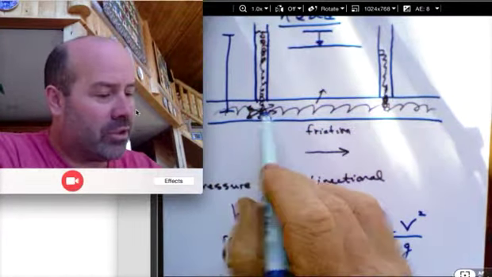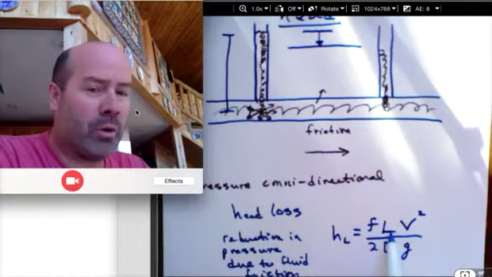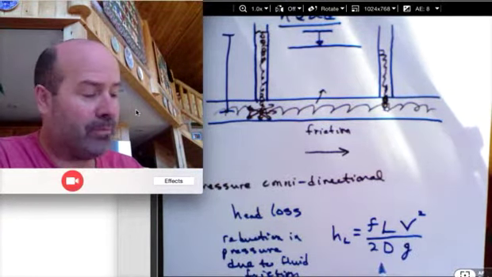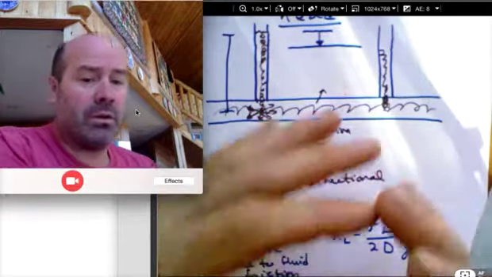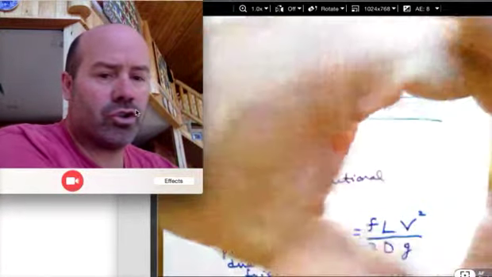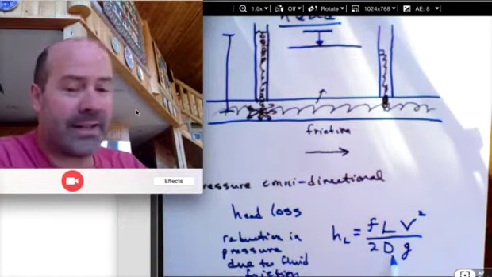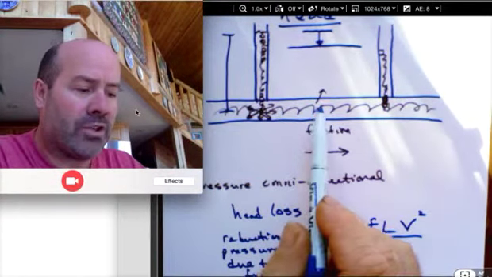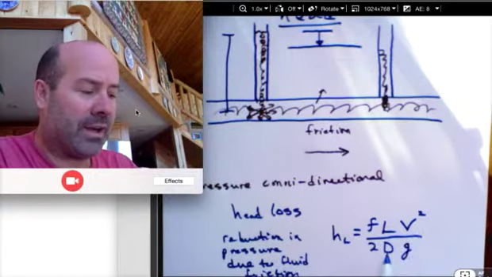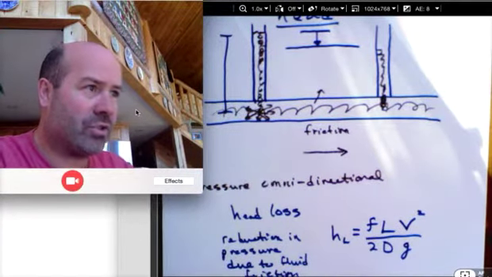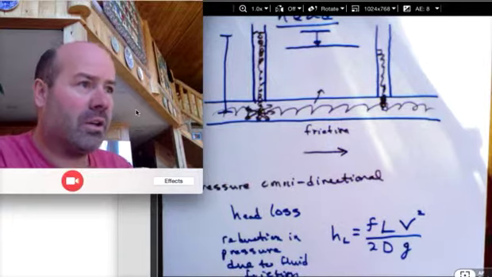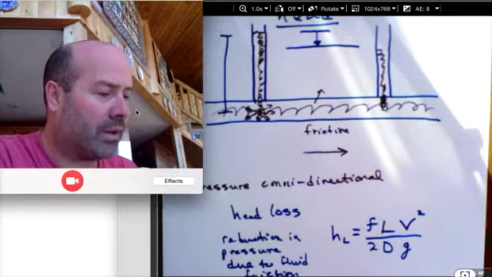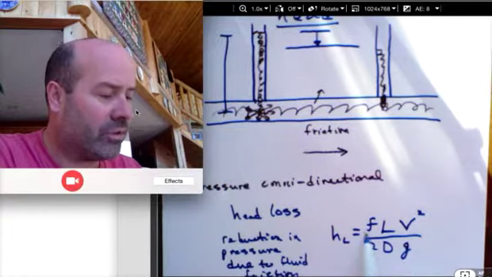So the longer the distance between these two, the more head loss. The faster the water's flowing, the more head loss. The bigger the diameter, the less head loss. Because the head loss happens where the water touches the pipe. And as the diameter gets bigger, the surface perimeter ratio to the area gets smaller, so less head loss. And then a couple of constants.